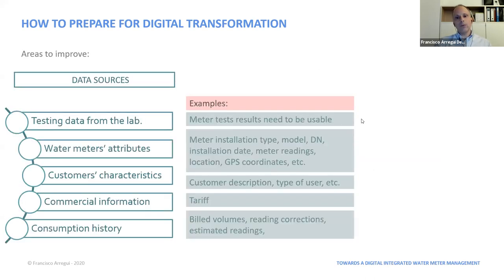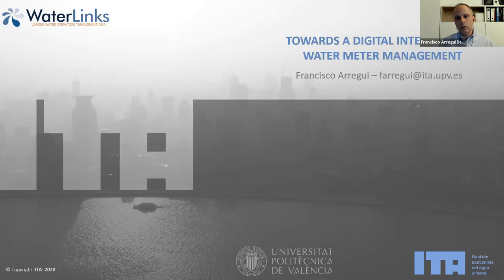What does it mean? I have to have the meter test results in a proper database store. I have to check the consistency of the commercial database. I should have all the billings and the readings and all information about the meters properly stored. So if I have all those things put together and verified before I introduce digital applications, the results of the application will be correct. Otherwise, I can buy as much as I want in a very complex digital application, but in the end, the results that I will have will not be correct.